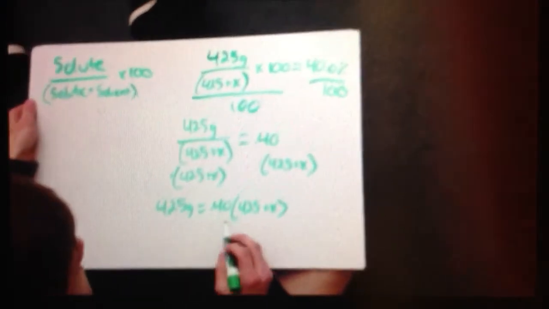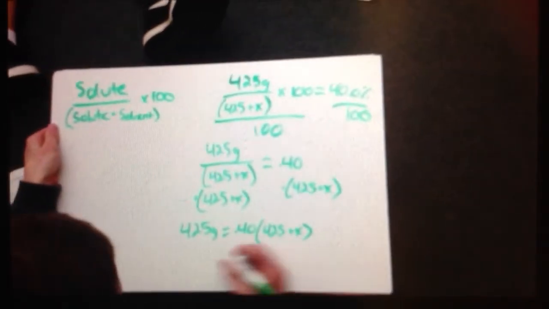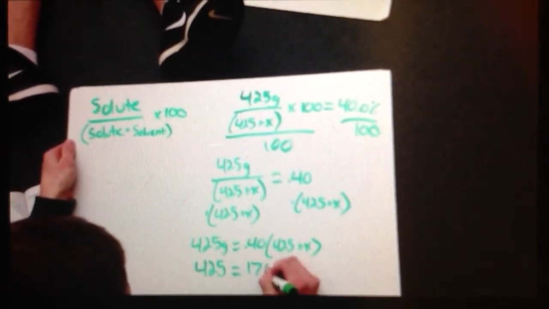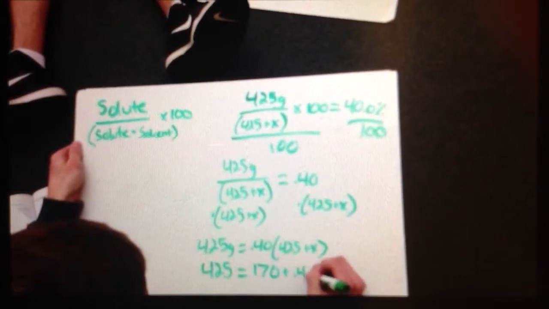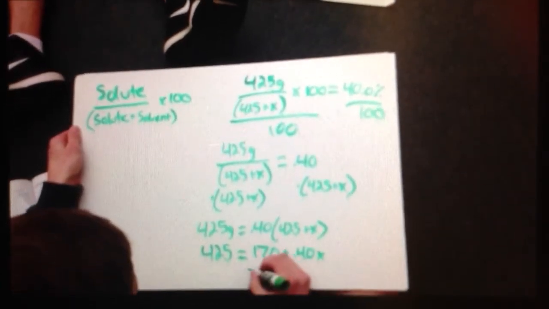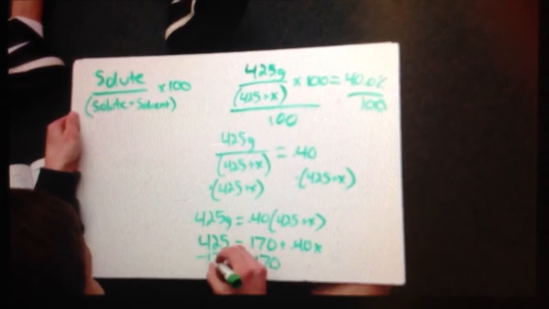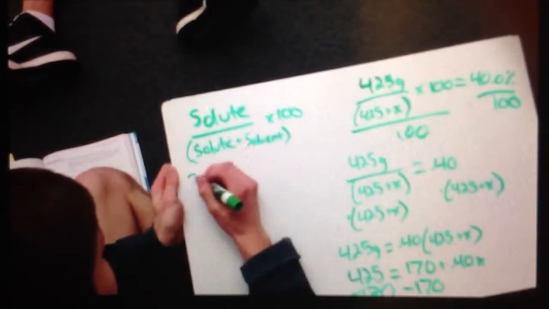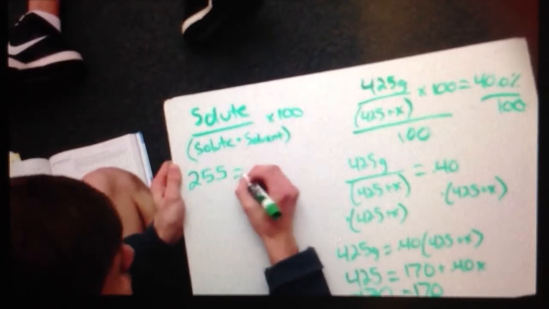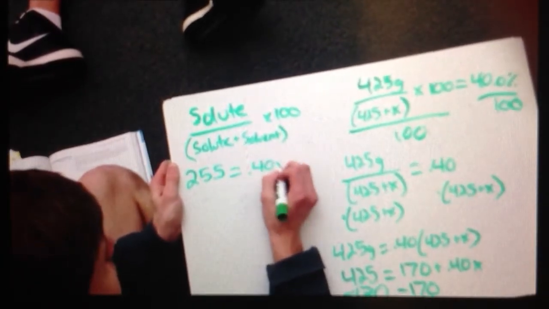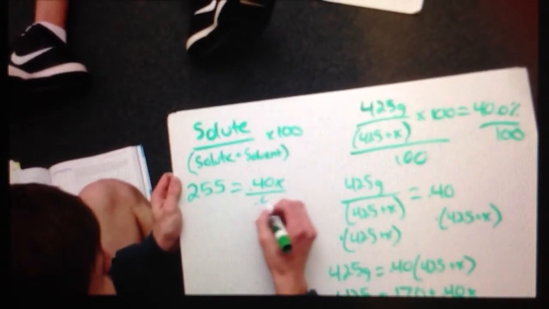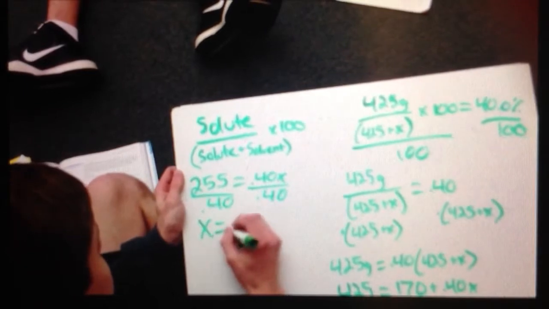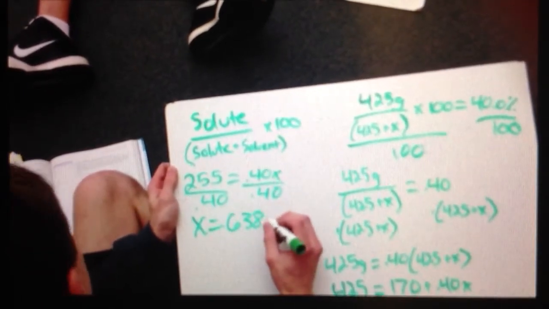Okay, so now we're going to distribute the 0.40 to this, so it would be 425 equals 170 plus 0.40x, and then subtract 170, and that leaves us with 255 equals 0.40x, and divide by 0.40, and then x equals 638 grams.